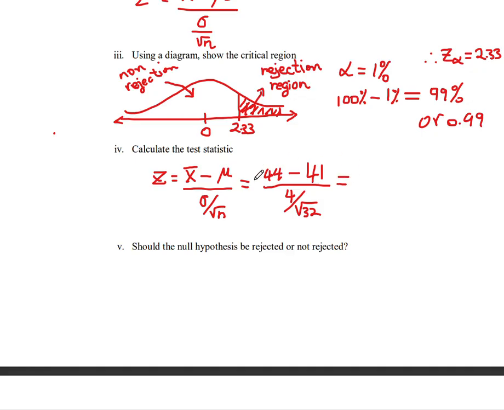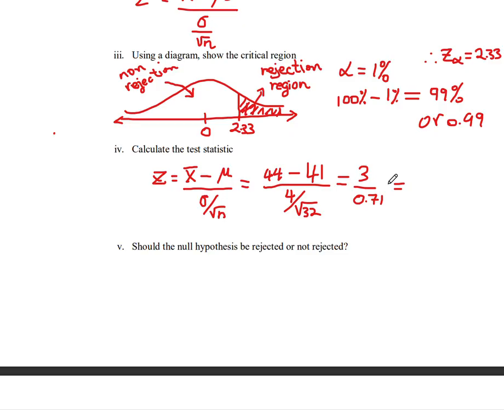So let's do the math here to simplify this. 44 minus 41 is going to be 3. And then you can go on your calculator and simply divide 4 by the square root of 32, and that's going to give you a value of 0.71 rounded to the second decimal place.